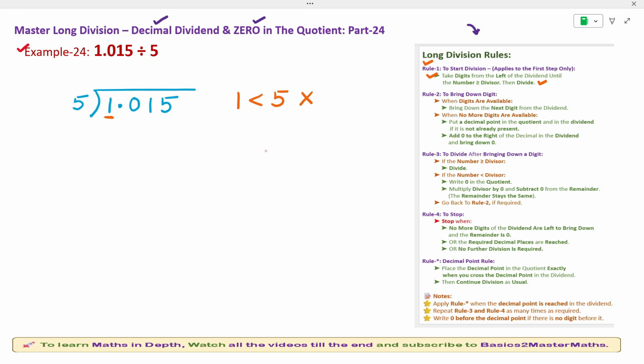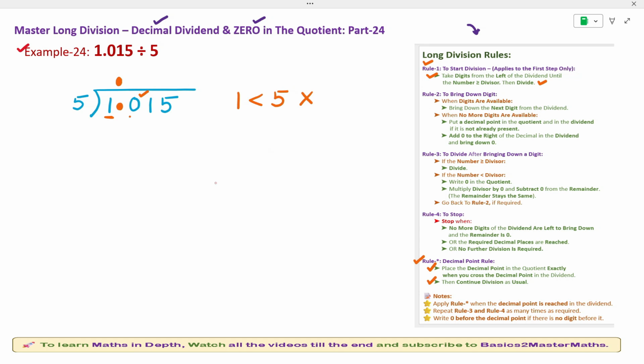As per rule 1, we have to consider the next digit also. But we have reached the decimal point in the dividend. So, apply the decimal point rule. Place the decimal point in the quotient and continue the division as usual.